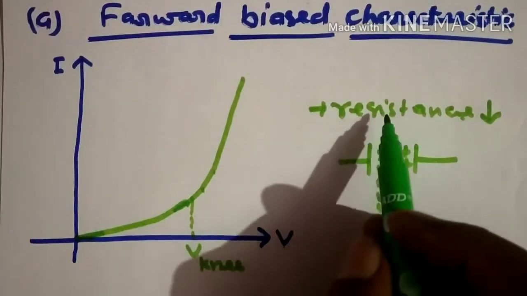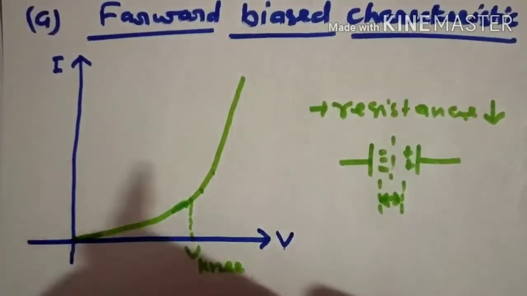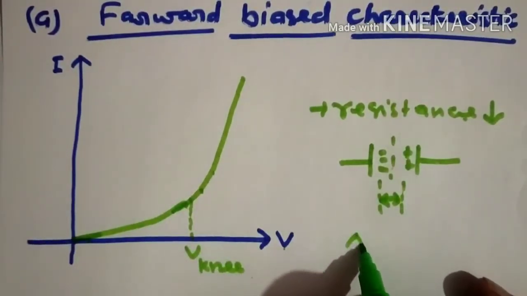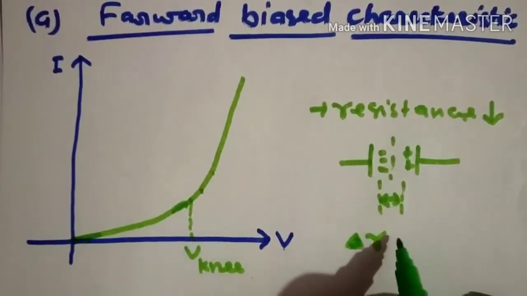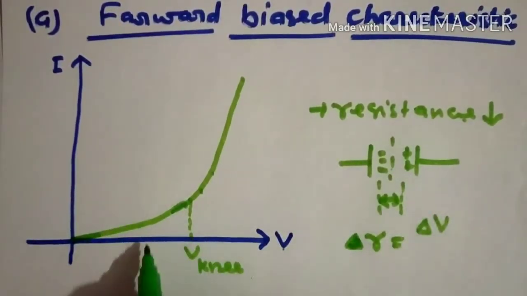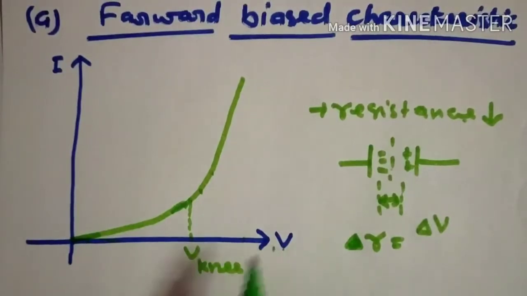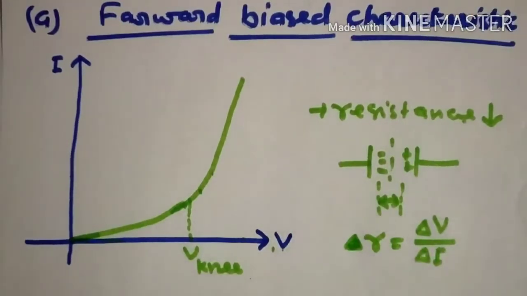So we will speak about the dynamic resistance because the resistance keeps on changing. To define what a dynamic resistance is, we will represent the resistance with a small r. That small r, the dynamic resistance, is equal to the change in forward voltage. This is called the forward voltage because this voltage is in forward biasing, upon change in the current. So the dynamic resistance is the ratio of change in the voltage to the change in current.